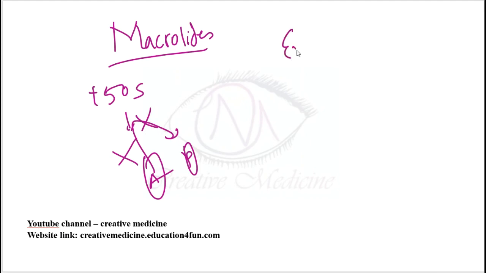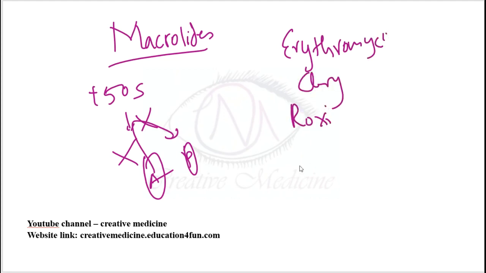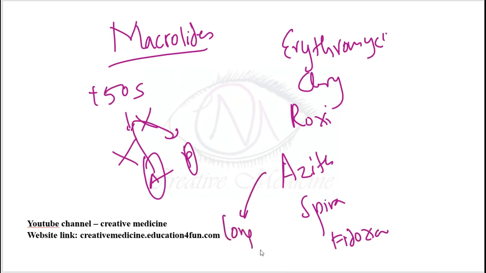Then the important drugs in macrolides are erythromycin, clarithromycin, roxithromycin, azithromycin, spiramycin and fidaxomicin. So these are macrolides. Among all these, what is the longest acting macrolide? Azithromycin is actually the longest acting macrolide, and azithromycin has no enzyme induction seen, and has few drug interactions. So these macrolides can be used as alternatives to penicillin in penicillin resistant patients.